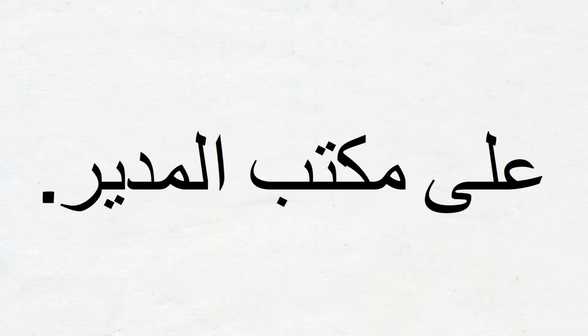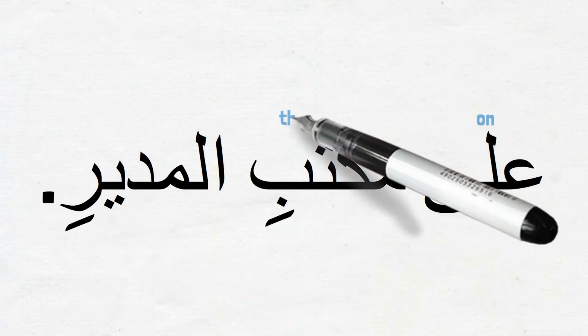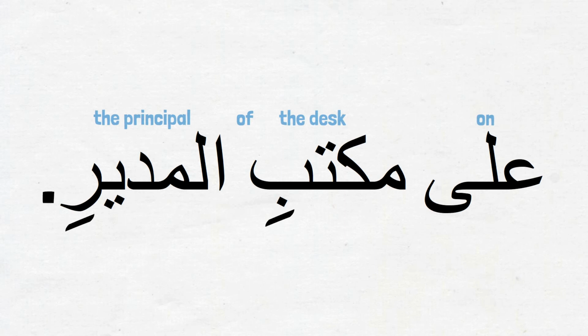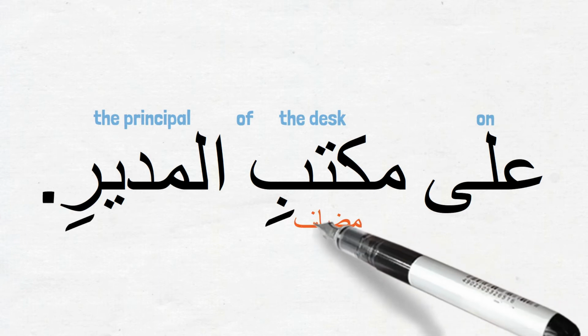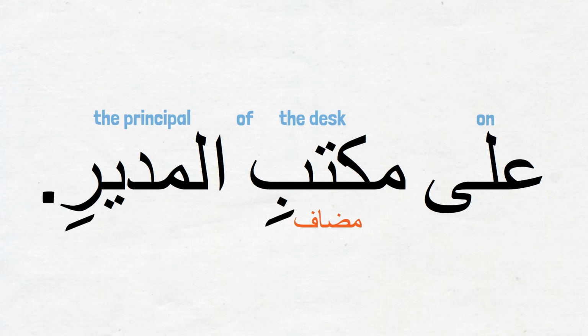How about the last one? Can you give it a try? على مكتب المدير. On the desk of the principal. Notice I'm not reading it as على المكتب المدير. Why? Because مكتب is coming as مضاف. And مضاف cannot carry al article.